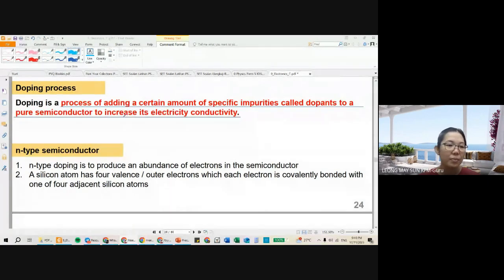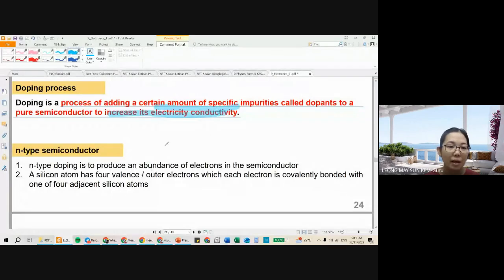Now, please do take note, the explanation of doping is to add a certain amount of impurities to increase the electrical conductivity. It does not say to increase the number of free electrons or positive charges, but it's a more general term. The main reason is because it can go both ways. It can either increase more electrons or it can increase even more holes.